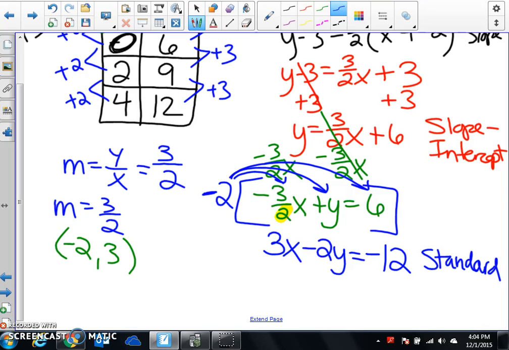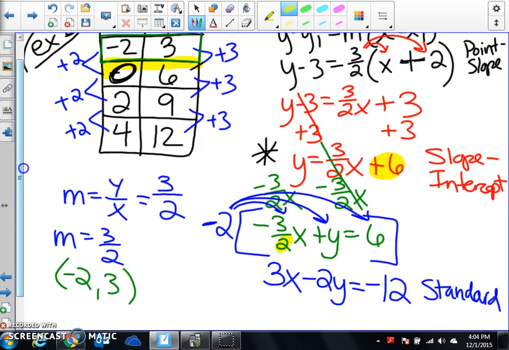All right? And then remember, if you go back up to point slope here, if you look at that table, the y-intercept is 6, right? The slope is 3/2, the y-intercept is 6. Looky, looky. The y-intercept is 6. So it is true.